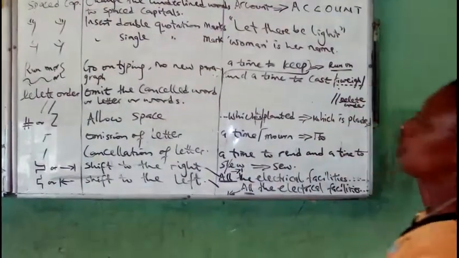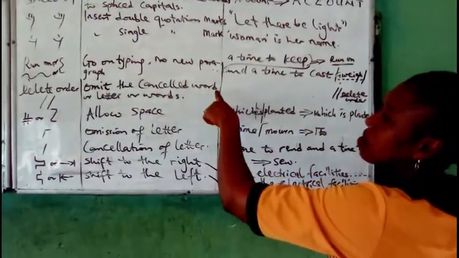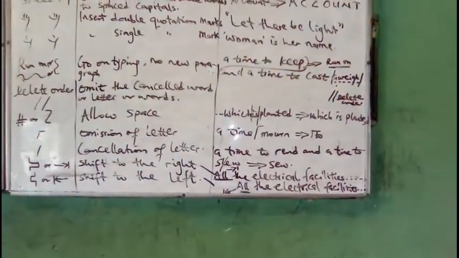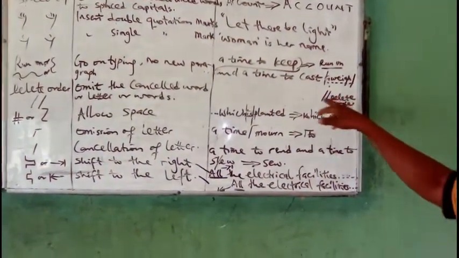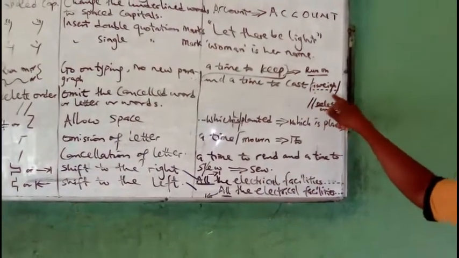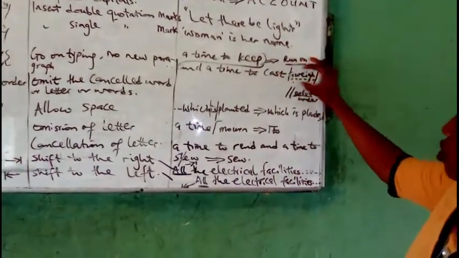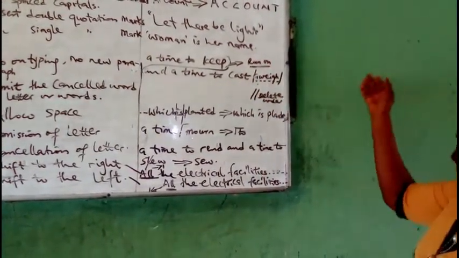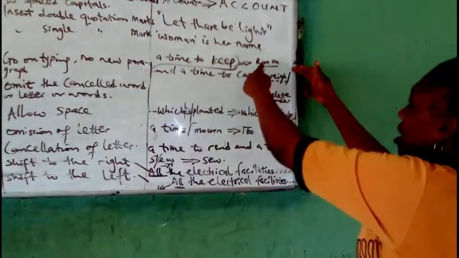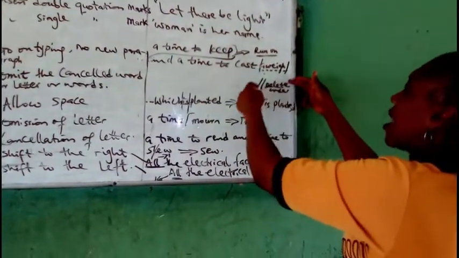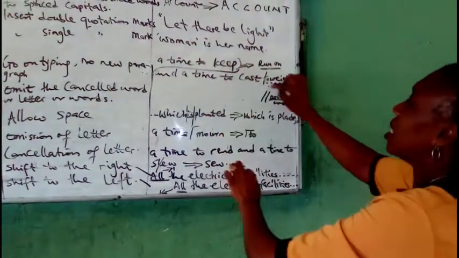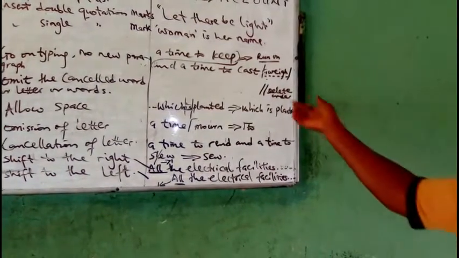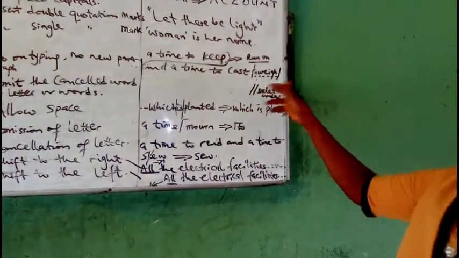Then delete order. Omit the cancelled word or letter or words. Delete order means remove it. Either they underline it, I put it here for you to understand better. Underline the word they want you to remove, and then use the cancellation sign with the line under to highlight those ones you will omit. It is called delete order.